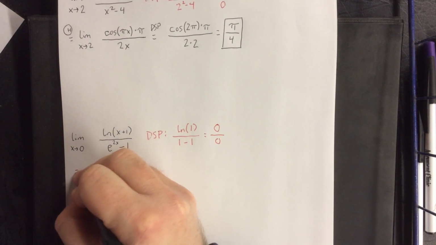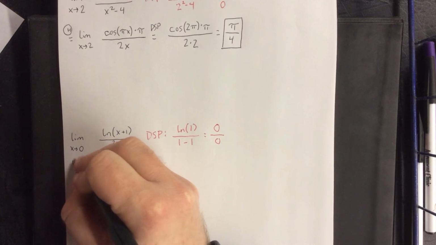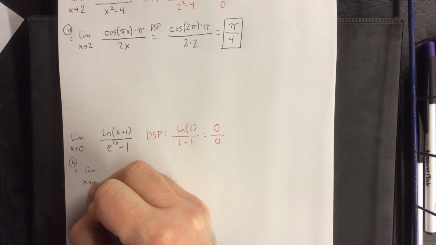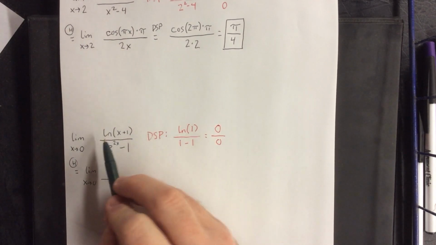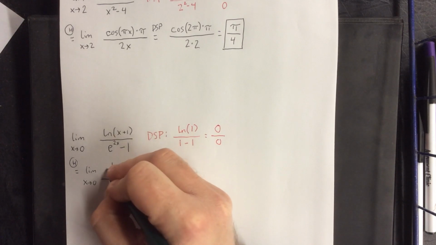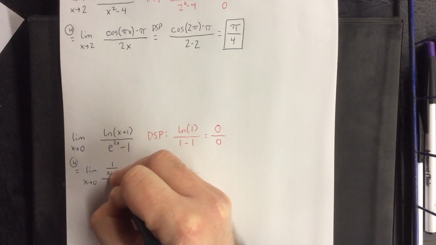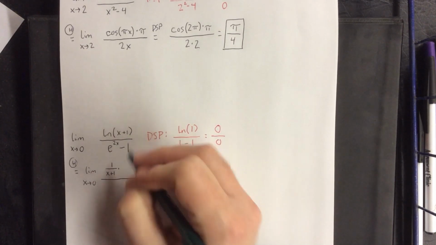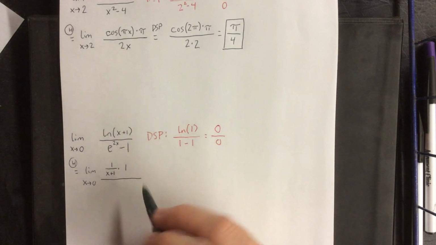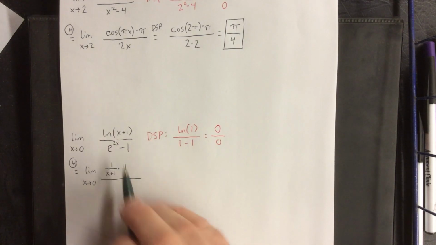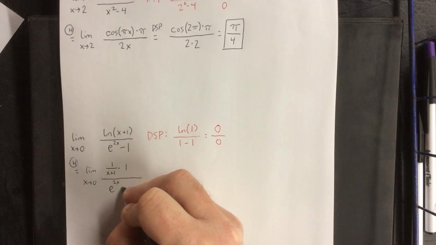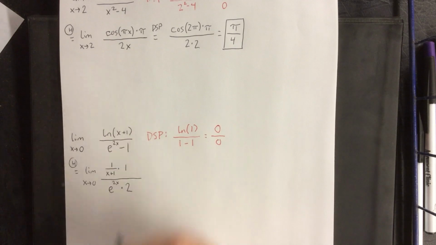We're going to go ahead and apply L'Hopital's rule right away. Take the derivative of the top and the derivative of the bottom. Derivative of the top would be the derivative of the natural log of x plus 1. That'll be 1 over x plus 1. Chain rule says then multiply by the derivative of that inside. Derivative of that inside is 1. In the denominator, the minus 1 is going to go to 0. E to the 2x. Derivative of e to the is e to the. Then the chain rule says multiply by the derivative of that exponent.